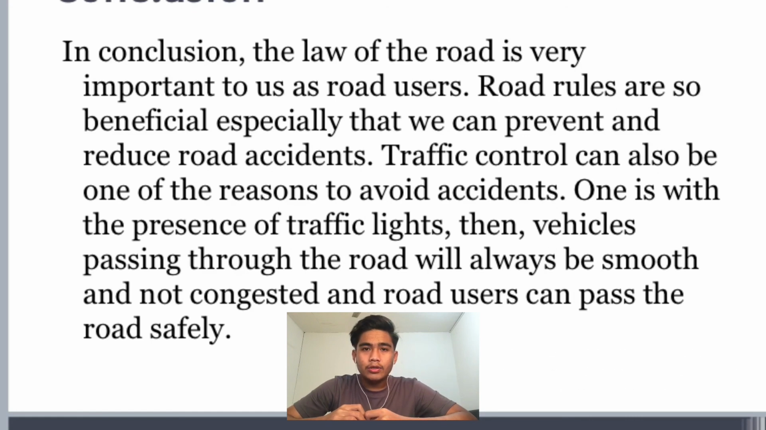So the conclusion is the law of the road is very important to us as road users. Road rules are so beneficial, especially because we can prevent and reduce road accidents. Traffic control can also be one of the ways to avoid accidents. With the presence of the traffic light, vehicles passing through the road will always be smooth and not congested, and road users can pass the road safely.